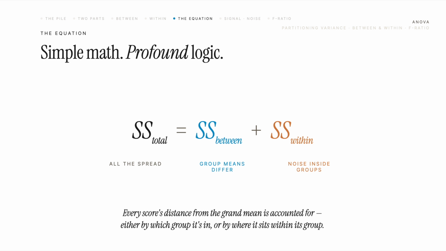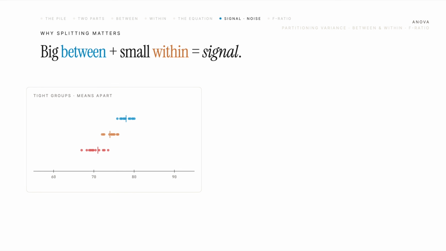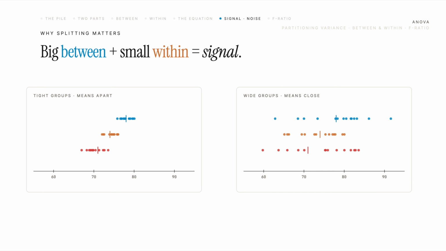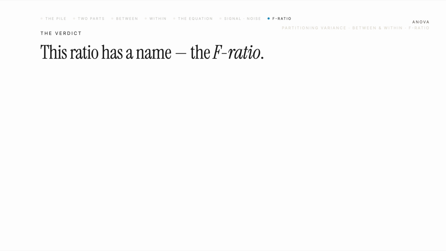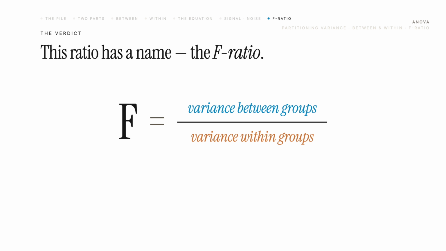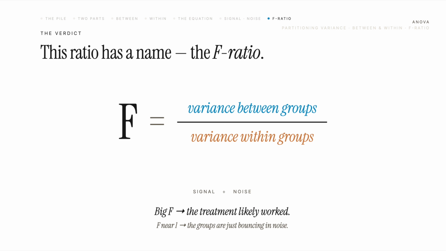Why does this matter? Because if your treatment actually works, the between group variance should be large. Your groups should be really different from each other. The treatment creates a big gap between them. At the same time, if there's a lot of noise in your study, if people in the same group are wildly different from each other, then the within group variance is large. That noise obscures the signal. ANOVA is fundamentally a signal-to-noise ratio. It compares the variance between groups, the signal that your treatment created, to the variance within the groups, the noise. This ratio is called the F ratio.